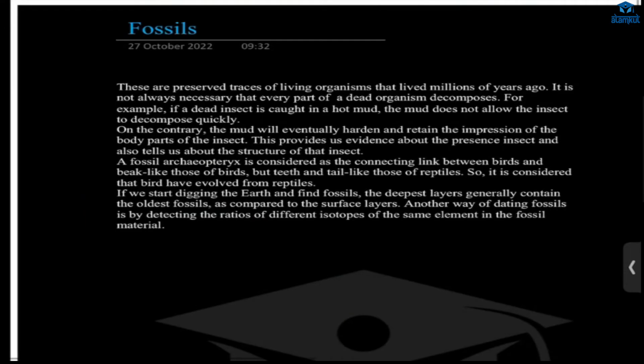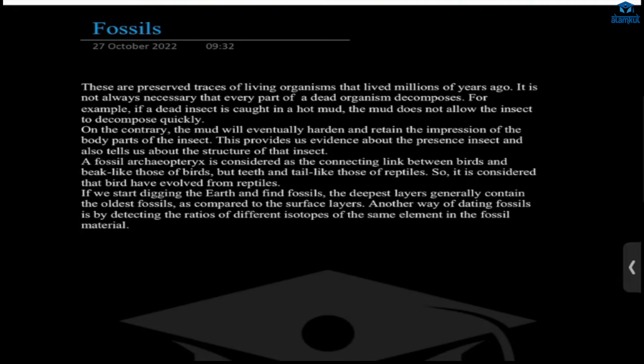Now, next, fossils. What are these? These are preserved traces of living organisms that lived millions of years ago. It is not necessary that every dead organism has all the parts of its organs decomposed. Sometimes what will happen? A dead insect will be caught in mud, and because of that, that insect will not get decomposed quickly. The mud will harden, and because of that, there will be some impression.